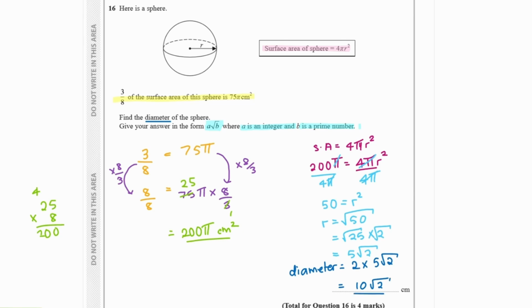So we would get the first mark for finding the total surface area of the sphere, which is 200 pi centimeters squared. The second mark would be for finding the correct radius of root 50. The third mark would be for simplifying the surd of root 50. And the fourth mark would be for getting a correct final answer of 10 root 2.